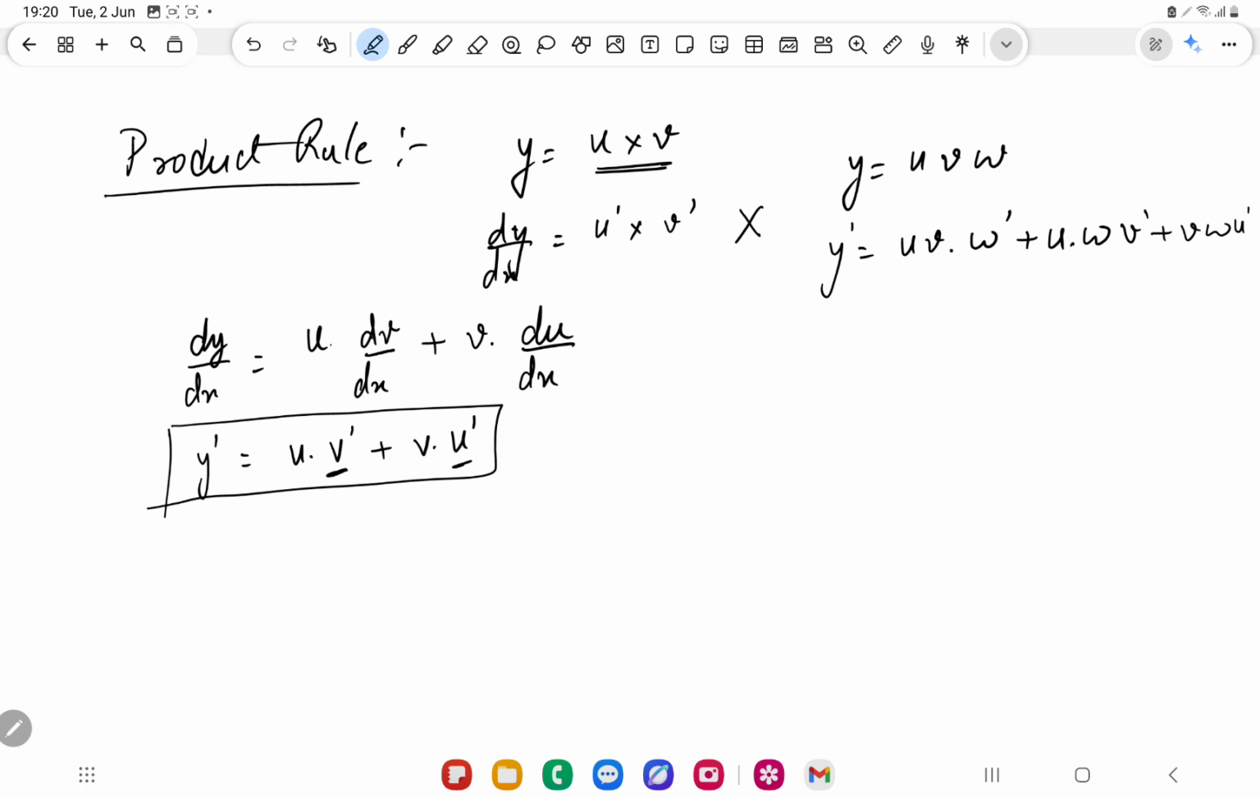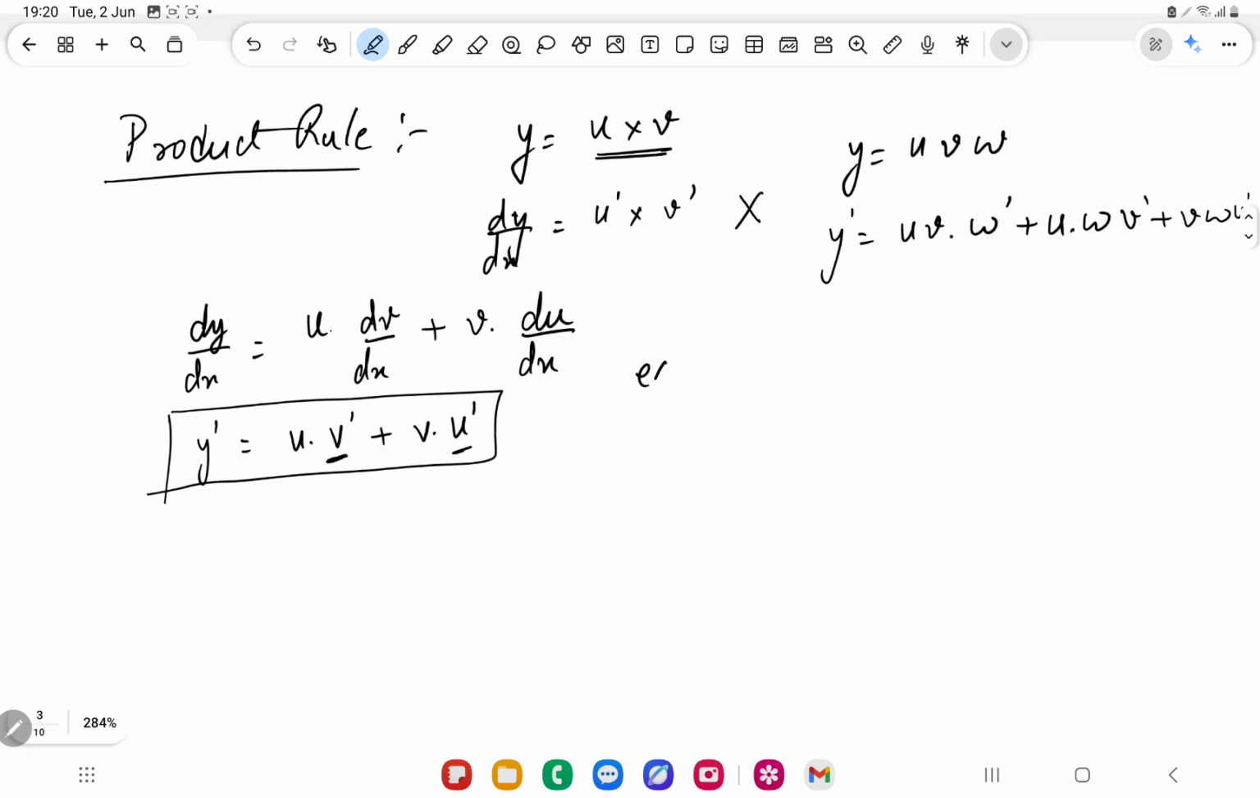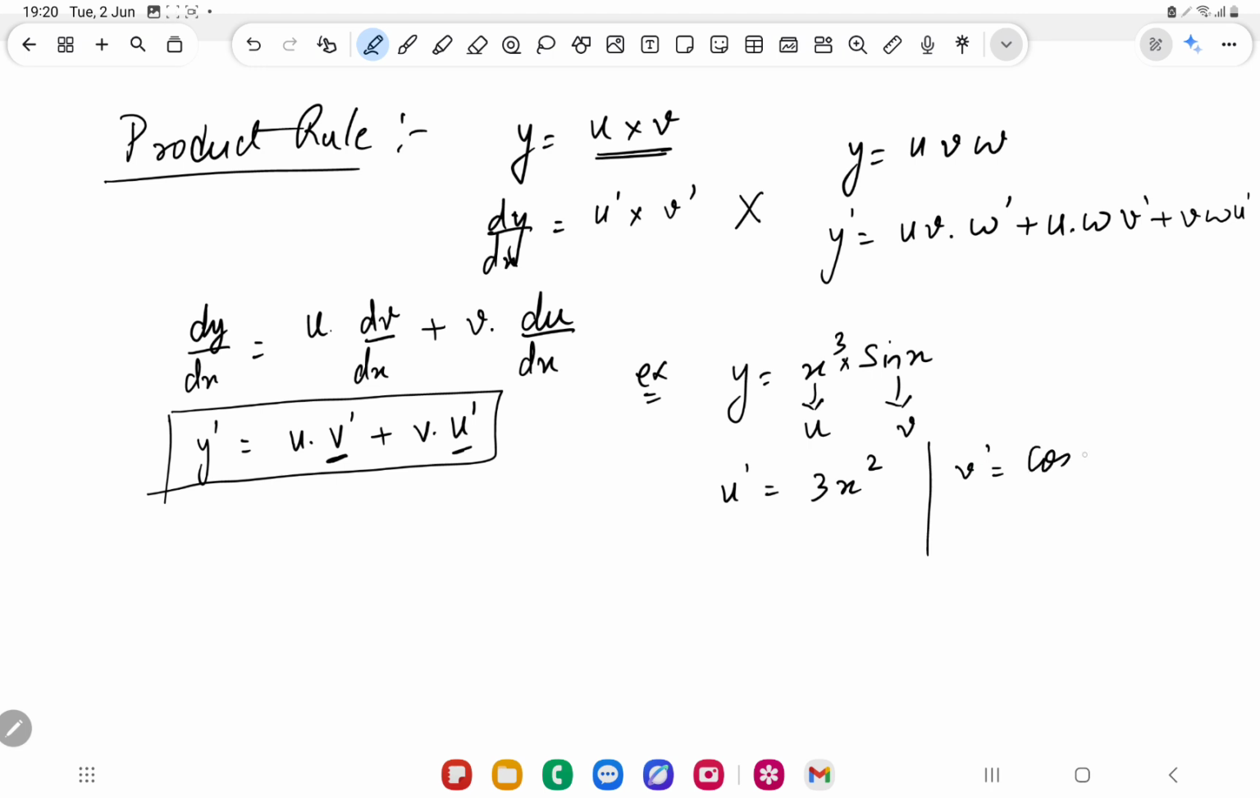Now let's take an example. For example, I am saying y is equal to, let's take x cube into sin x. As we know, these are two functions being multiplied, so you can assume any one as u, any one as v. Once you have u, you can find u dash, that will be 3x square according to the power rule. And when you look into your formula booklet, derivative of sin x is cos x.